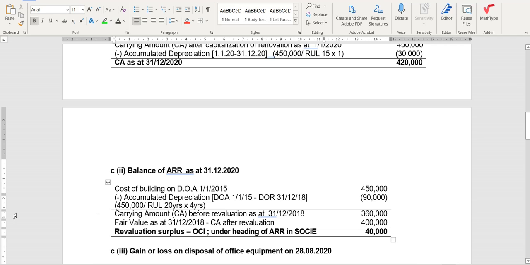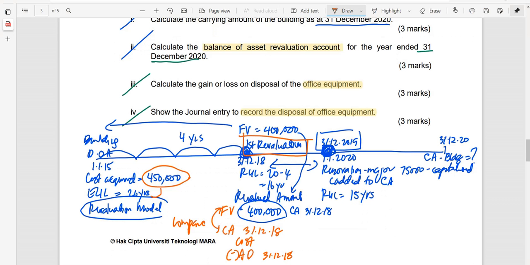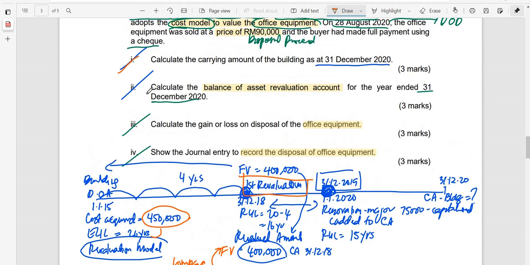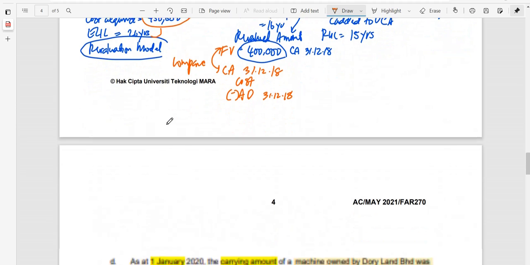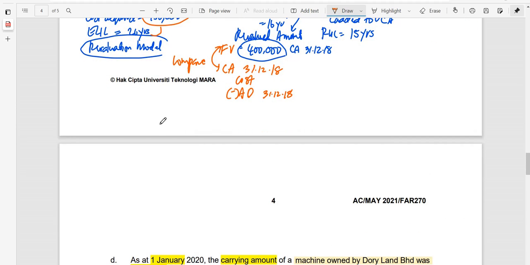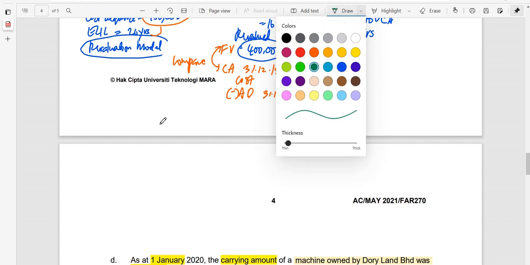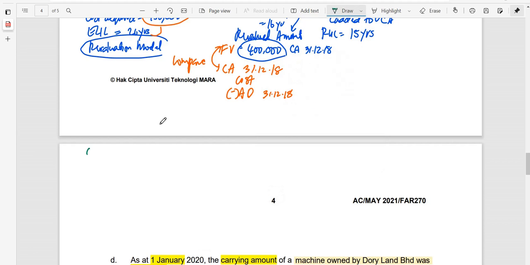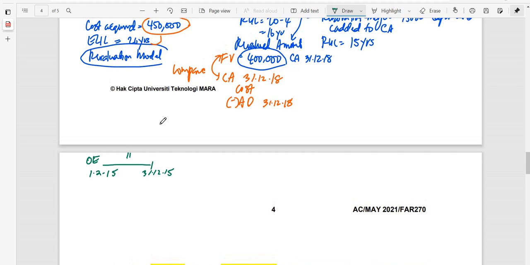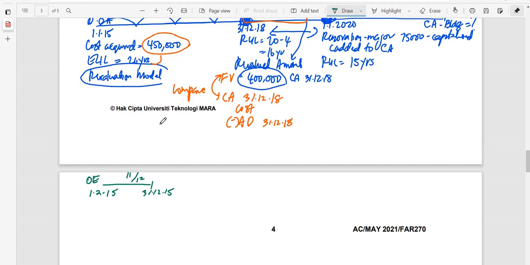Next one, you are asked to calculate the gain or loss on disposal. So if you go to the question, we are done with this. We are done with this. Now we are calculating gain on disposal of equipment. So for the equipment, we can draw another timeline. And this timeline, I'm using green. So if you look for the OE, which is office equipment, it was acquired on 1st of February 15. So from 1st of February 15 until 31st of December 15, this was just 11 months, right?